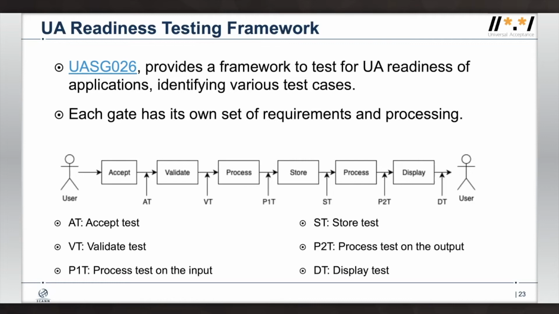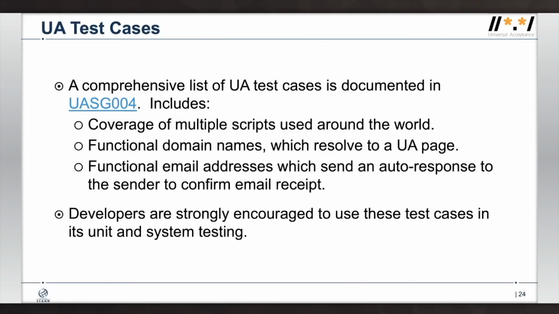We've developed a testing framework, a document we call UASG026, which provides detailed tests which you could do at various stages. We encourage you to look at those in case you would like to fix or update your applications to make sure that they are UA ready. And there is additional test data. We provide working email addresses and domain names in all the different languages and scripts, which you can use as test data for testing your applications.